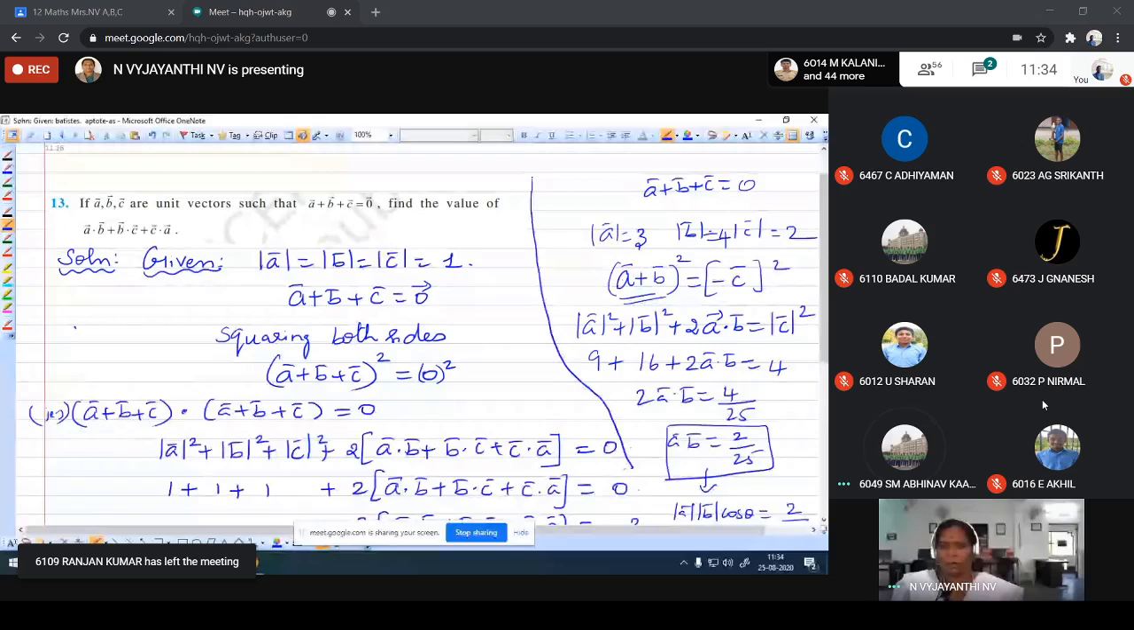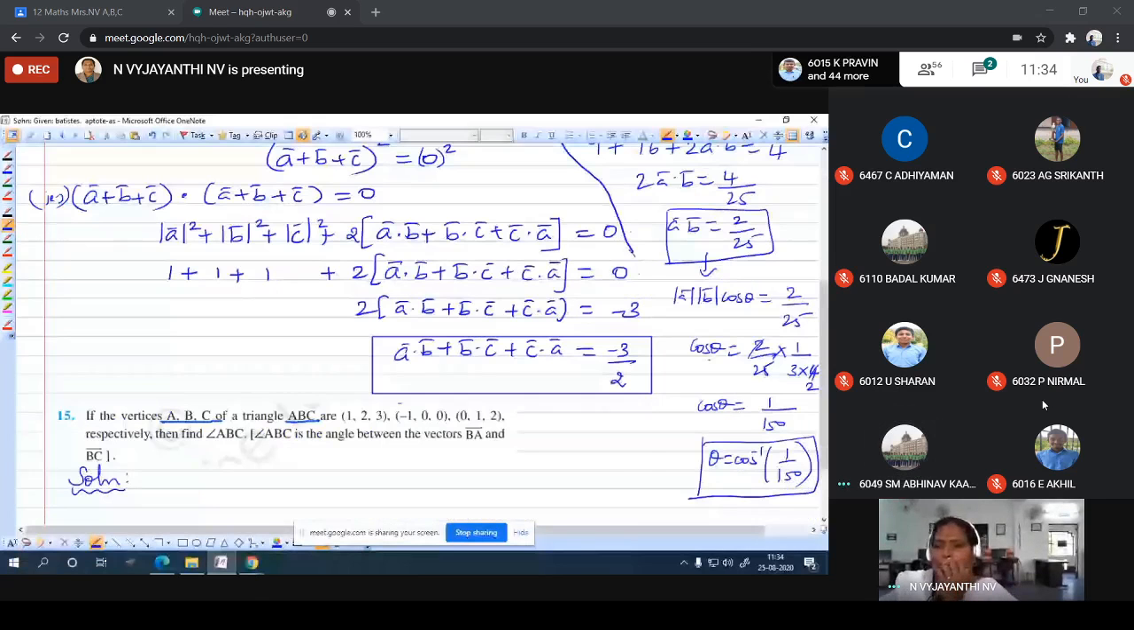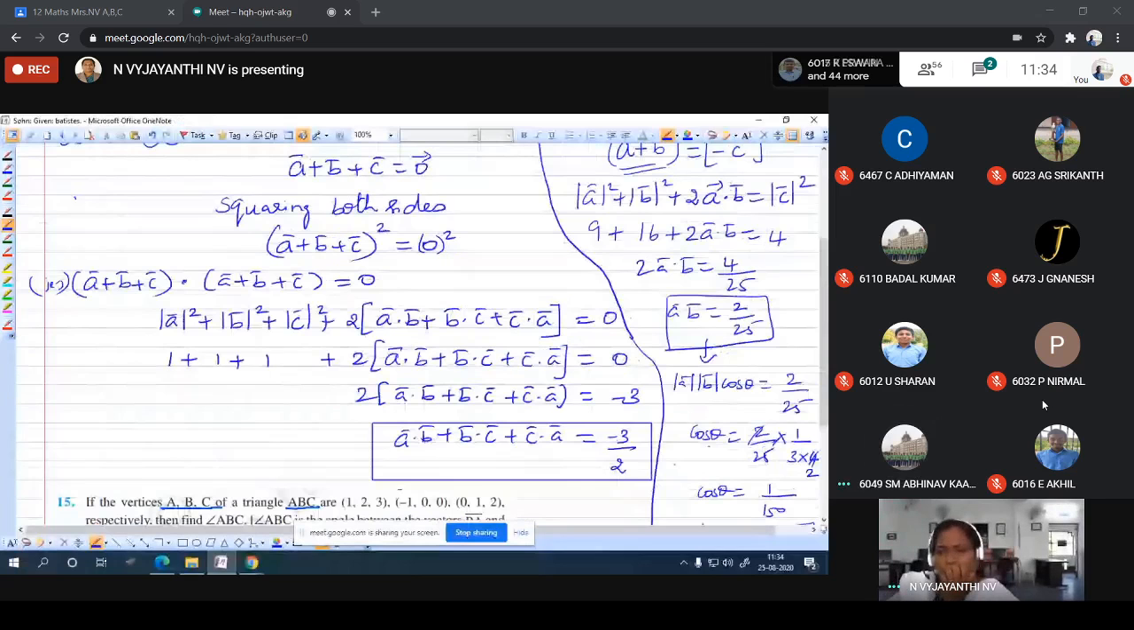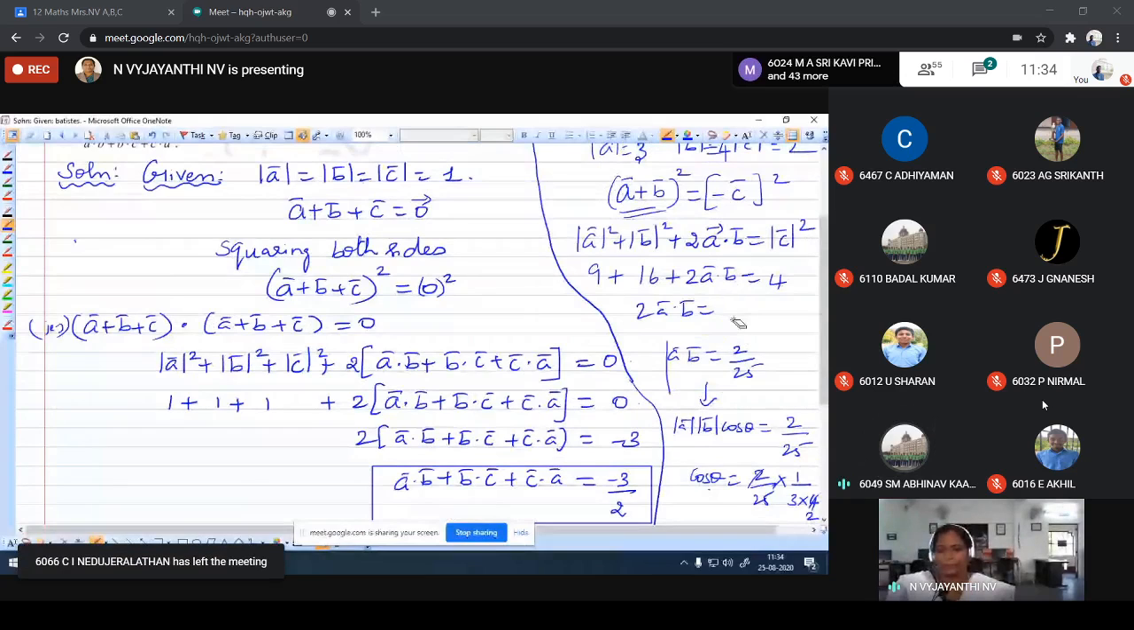Above, transposing 25, you have to subtract, no, ma'am. Okay, I made a mistake. 4 minus 25 is what? Minus 21. Right, I made a mistake here. Minus 21 by 2. So minus 21 by 2.